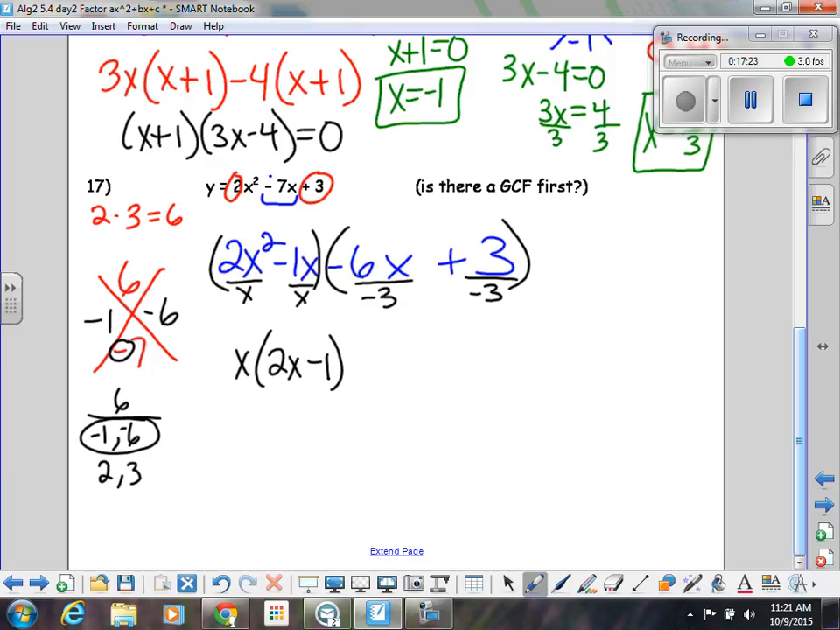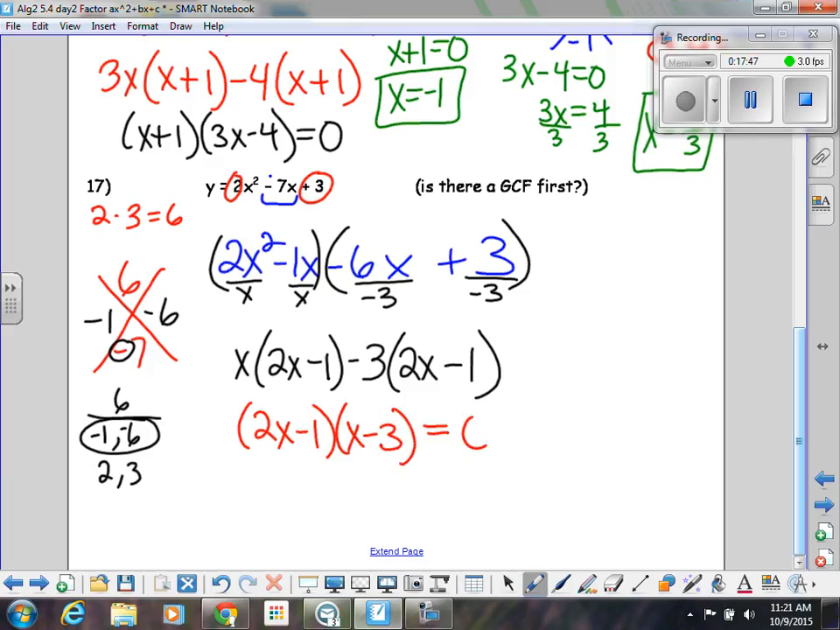Here's why. If I do a negative 3, then I have negative 6 divided by negative 3. That gives me a positive 2x. And then 3 divided by negative 3 is a negative 1. If I hadn't done that negative, then my parentheses would not have matched. I would have had a negative 2x and a plus 1, and then it wouldn't have worked. So I'm going to have 2x minus 1 times x minus 3, and we're setting that equal to 0.